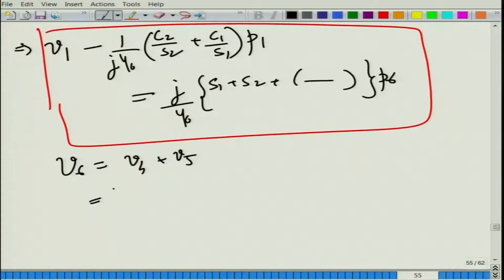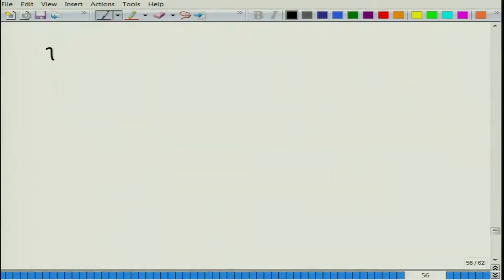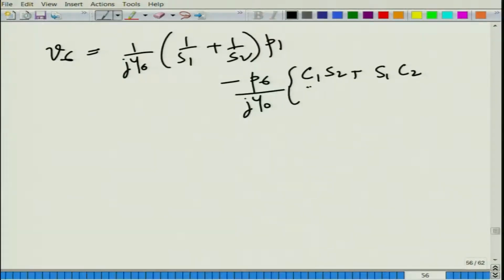After a bit of simplification, let me just write it down: P6 by j y naught S1 equals P1 minus C2 times P6 by j y naught S2. So, V6 is equal to j y naught times 1 by S1 plus 1 by S2 times P1, minus P6 times j y naught, and your entire term will be C1 S2 plus S1 C2 and S1 S2.